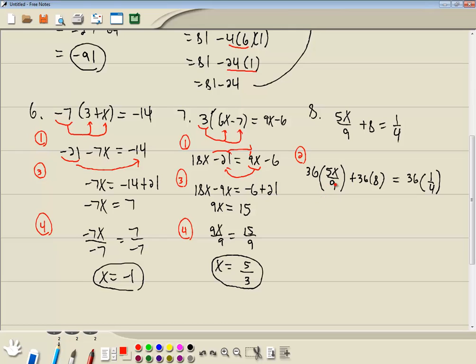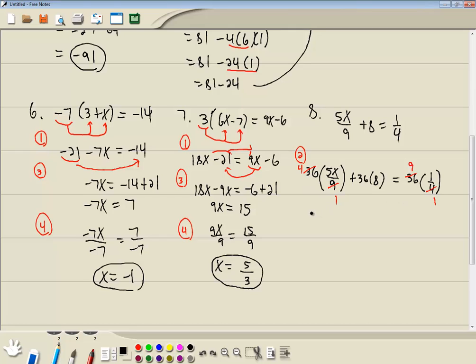Well, 9 and 36 are both divisible by 9. 9 divided by 9 is 1. 36 divided by 9 is 4. 4 and 36 are both divisible by 4. 4 divided by 4 is 1. 36 divided by 4 is 9. You'll know you picked the right LCM, or at least a common multiple, if all of your denominators have disappeared at that point. You've got ones down there for them.